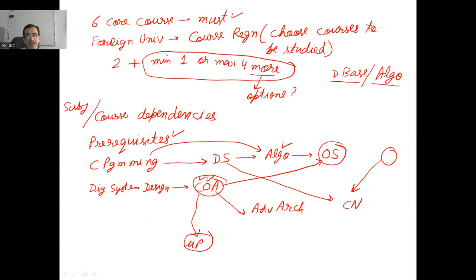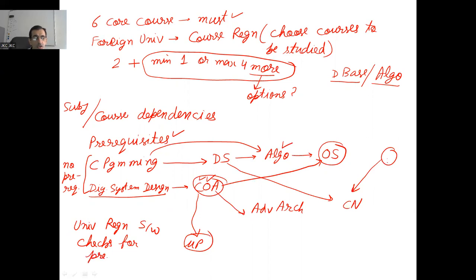For COA, the prerequisite is digital system design. For both these courses, there are no prerequisites, so you can register for them. When you are registering, you will be checked on whether you are allowed to register for this course, whether you have completed the prerequisites. Your university registration software will check all these things. How it will check, and how the student will come to know, you have to know all these things.